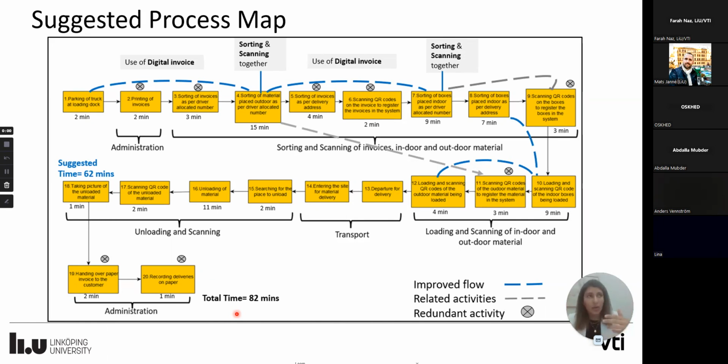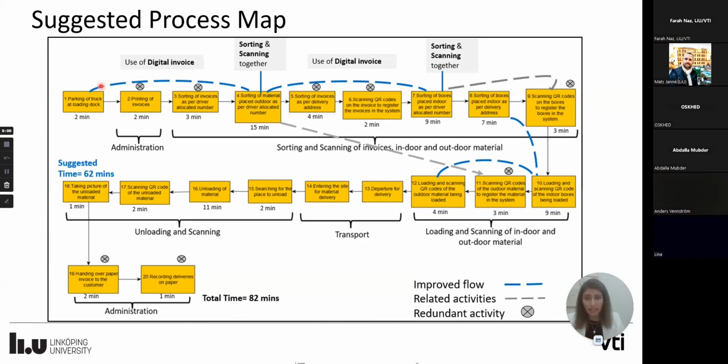And then it depends upon two things. If there are more items, it will definitely take more time to get them scanned. And if the items are also larger in size, it will also take more time to load and unload the material and handle it. Some of the indoor packages are also pretty heavy, so it takes a lot of time to sort and handle the indoor packages as well.